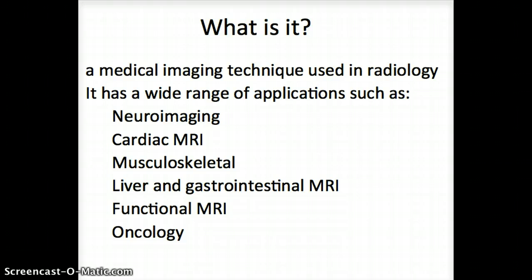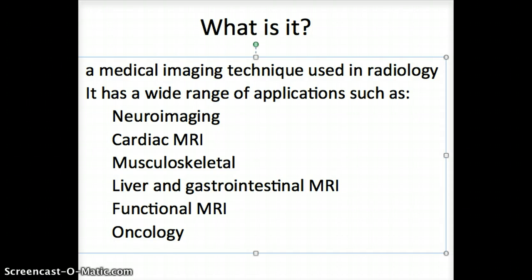Magnetic resonance imaging, or MRI, is a medical imaging technique used in radiology to investigate the anatomy and function of the body in both health and disease. It has a wide range of applications, as you can see here, ranging all the way from neuroimaging through cardiac MRIs, liver, and all the way down to oncology.